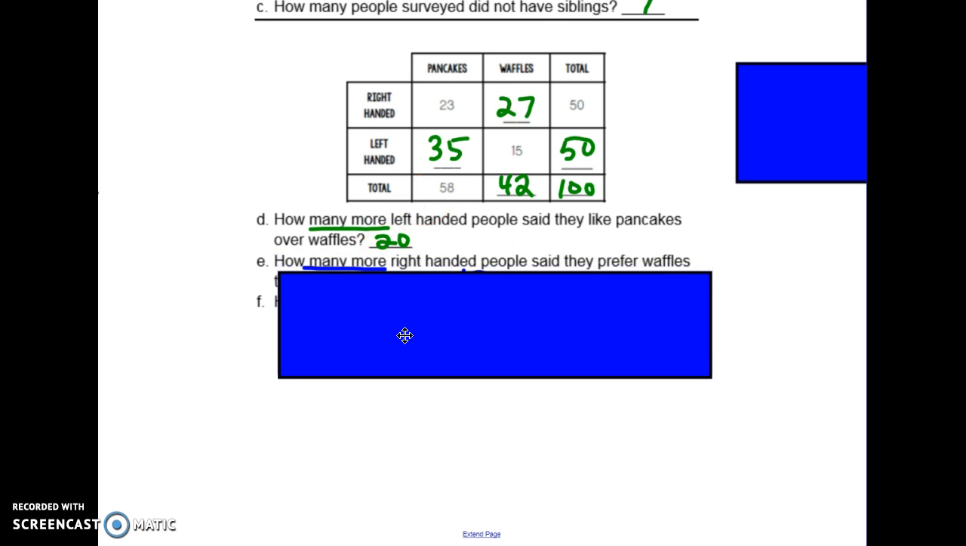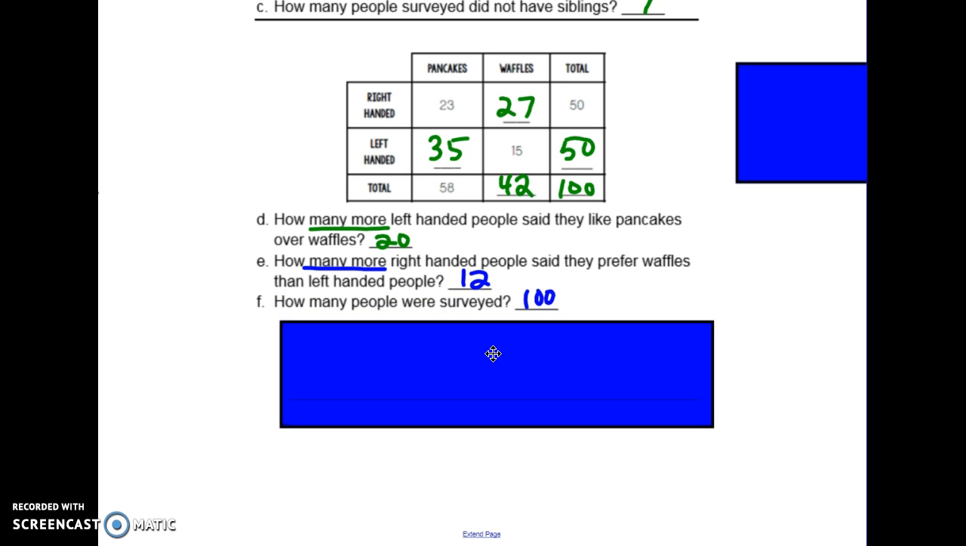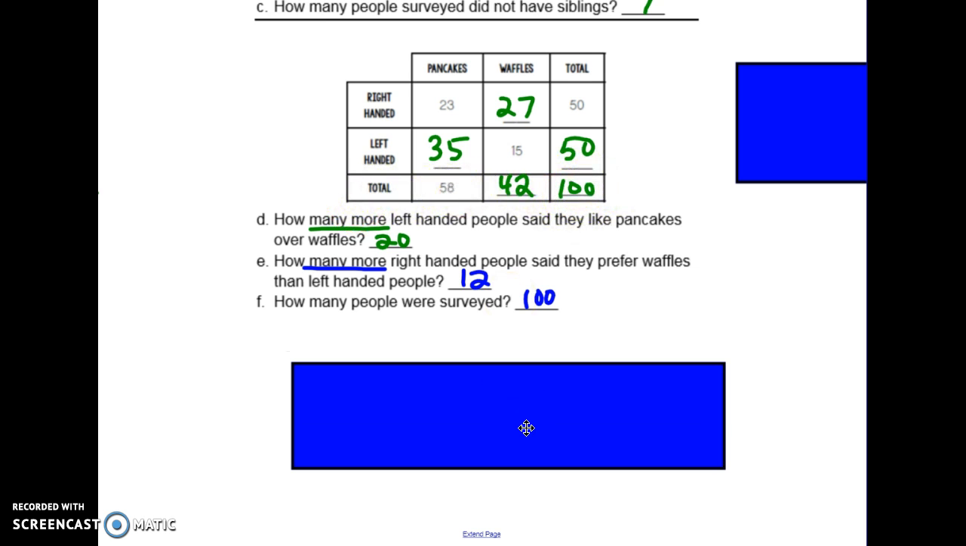And then on the next one it says how many more right-handed people said they prefer waffles than left-handed people. So again, we're only looking at the waffles. The right-handed people, there were 27. The left-handed, there were 15. So if you subtract, you find out that there are 12 more right-handed people that liked waffles. And then again, how many people were surveyed? You can go to your total column or your total row, and you can see that there was 100 people surveyed.